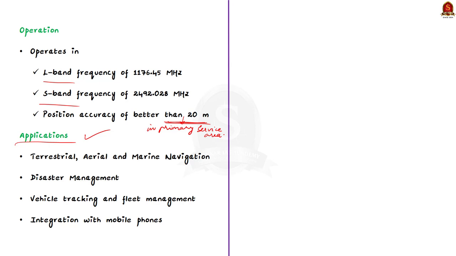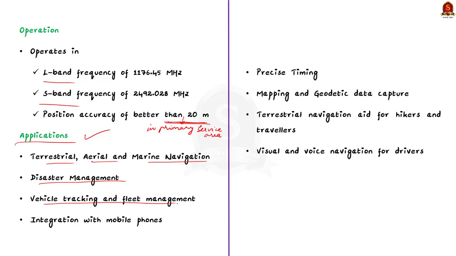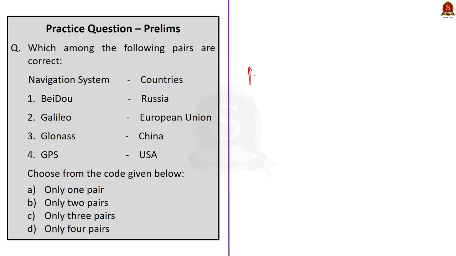Some of them include terrestrial, aerial and marine navigation, disaster management, vehicle tracking and fleet management, terrestrial navigation aid for hikers and travelers, and finally visual and voice navigation for drivers. This is all regarding NavIC. Through this discussion, we came to know about NavIC, its components, its applications, etc. With this, let's move on to the next news article discussion.